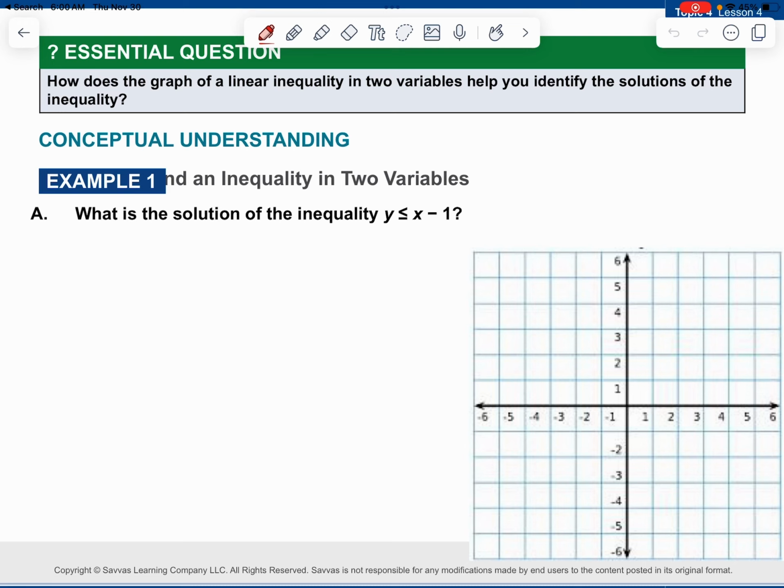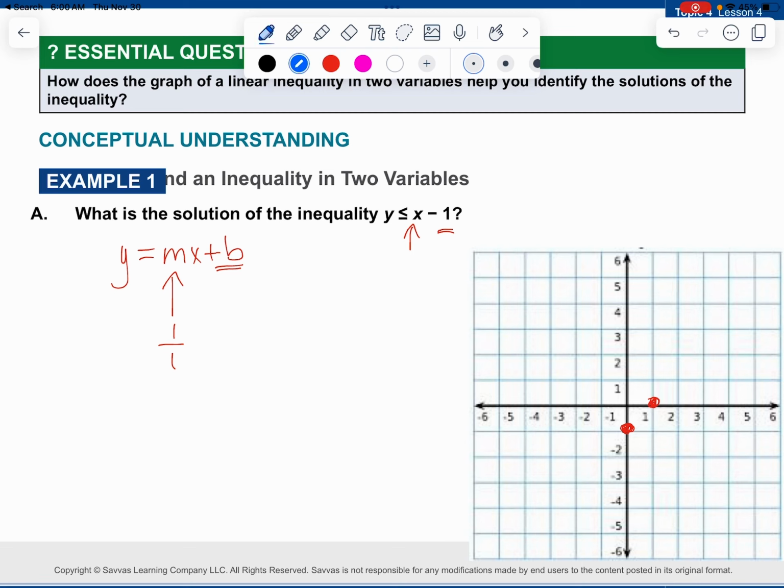Okay, so if you recall slope-intercept form, y equal to mx plus b, we graph by first plotting our y-intercept. In this case it is -1 on our graph. And then from there, we use our slope to find another point. In this case, the slope is 1/1, telling us to go up 1 and to the right 1, and we end up here.